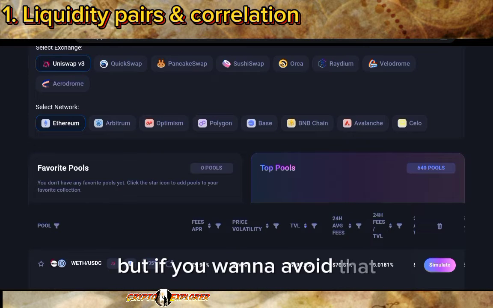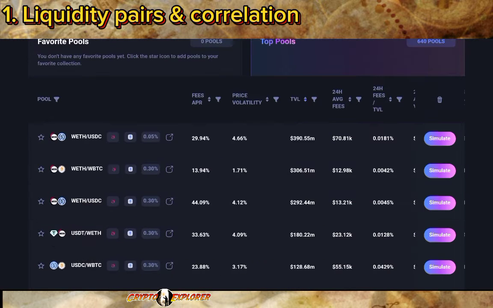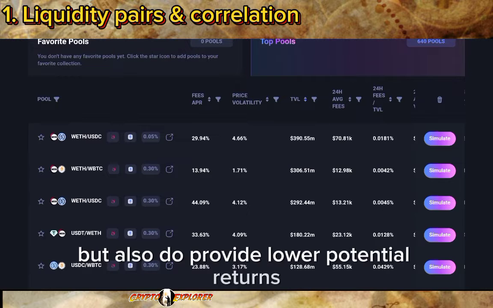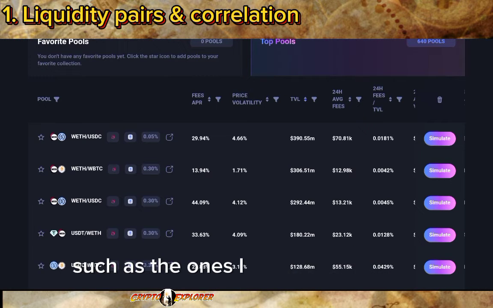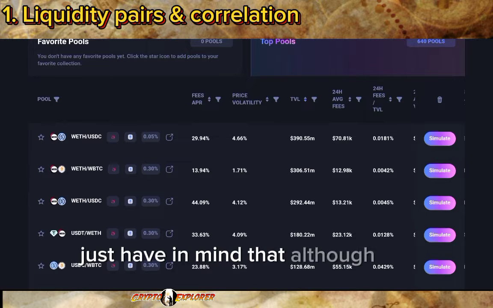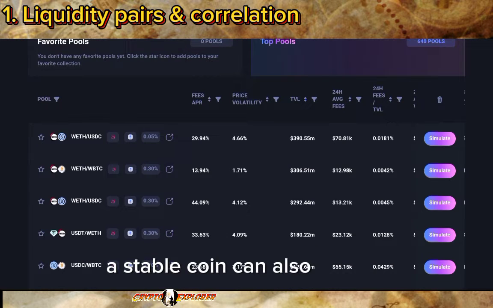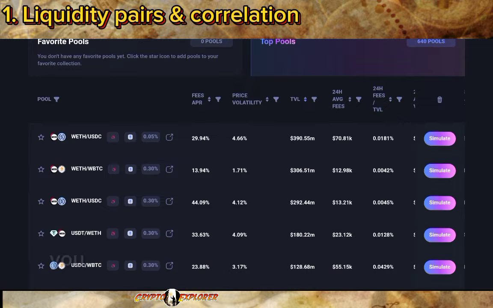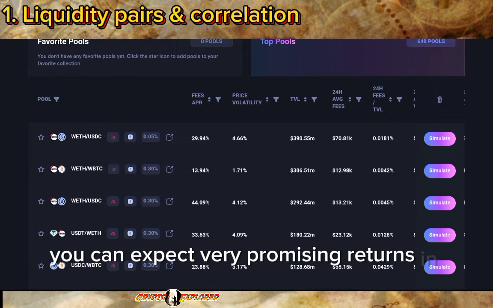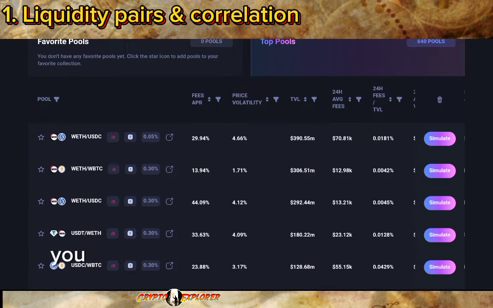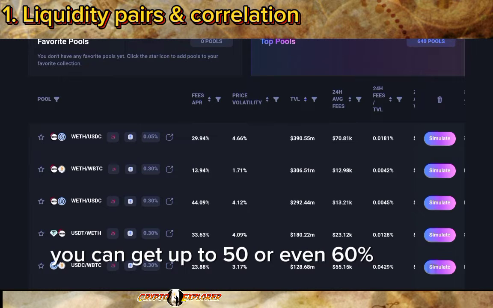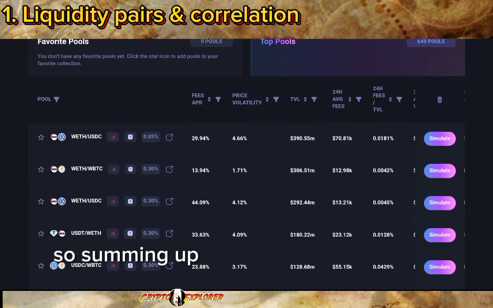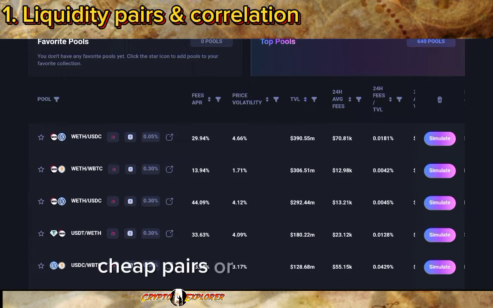But if you want to avoid that, you can also go with stablecoin pairs. These are pairs that have high price stability, but also do provide lower potential returns when compared with other pairs such as the ones I mentioned before. Just have in mind that although it's extremely rare, a stablecoin can also depeg, and you have to account for that in your risk. But overall, if everything goes well, you can expect very promising returns in stablecoins, let's say across a year. You can get up to 50 or even 60% return on your initial just by providing liquidity to stablecoin pairs. So summing up, your best options would be blue chip pairs or stablecoin pairs.